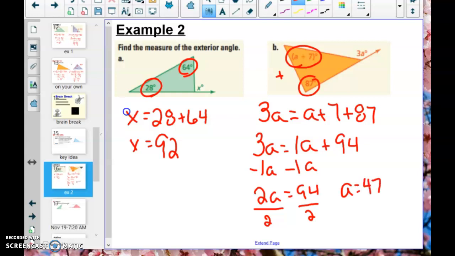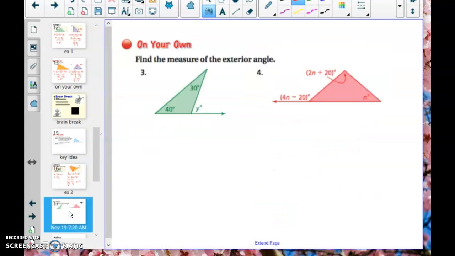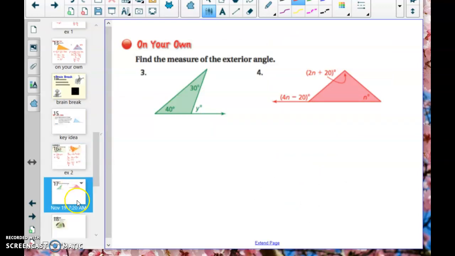And I can check this angle because if I put 47 in here for a, 47 plus 7 is going to give me 54 for this angle. And then I know that that angle would be 3 times 47, and that gives me 141. And when I check it, if I add 54 plus 87, those two interior angles, when I add them together, that equals my exterior angle out there, which would be 141 degrees. You can pause the video and do those two on your own.